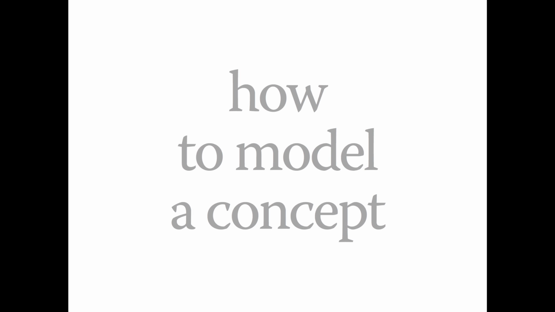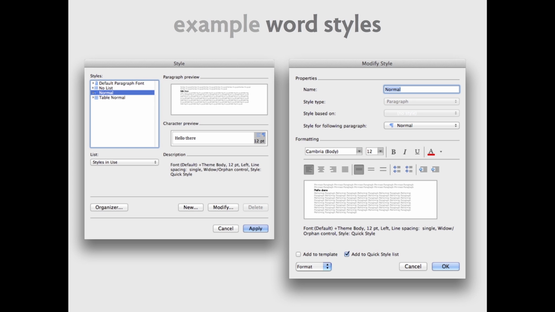OK, so that's about how to sketch what a concept is. Let me talk about how to give some more detail if you actually want to model a concept, which is an important thing to be able to do. So let's take the example of word styles, where you can, for example, set up a style like heading and say I want all my headings to be in 14-point bold.